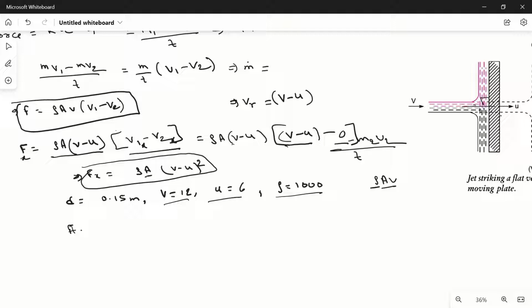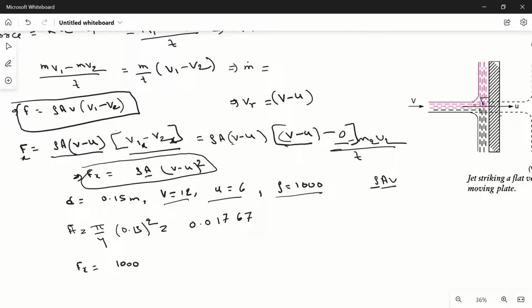So area will be pi by 4 because this is circular jet. Pi by 4 into 0.15 to the square. This is area of jet, which will be equal to 0.01767. I am calculating in my phone: 3.14 divided by 4 into 0.15 into 0.15, which will be equal to 0.01767. Yes, it's correct.